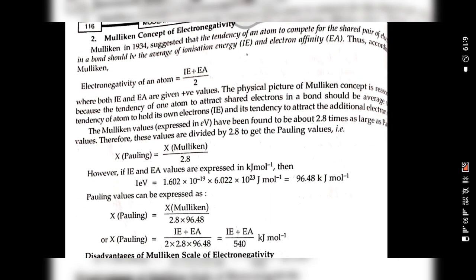Mulliken's concept of electronegativity. Mulliken in 1934 suggested that the tendency of an atom to compete for the shared pair of electrons in a bond should be the average of the ionization energy and the electron affinity. Thus, according to Mulliken, electronegativity of an atom is equal to IE plus EA, that is ionization energy plus electron affinity, divided by 2. X Pauling is equal to X Mulliken divided by 2.8.